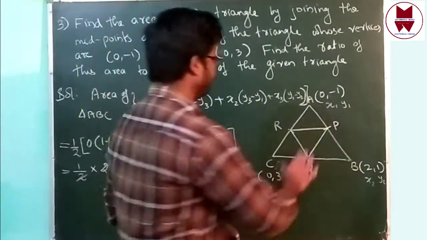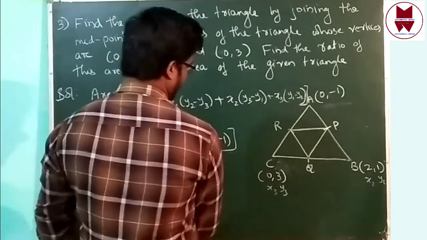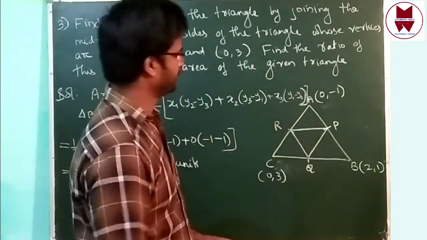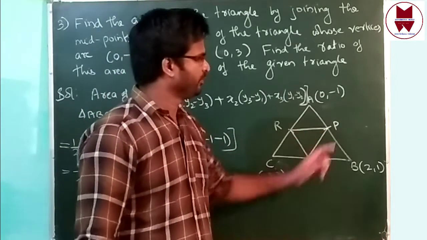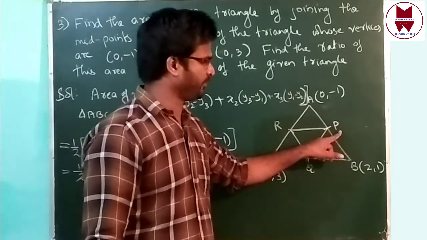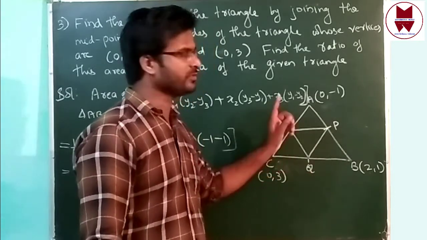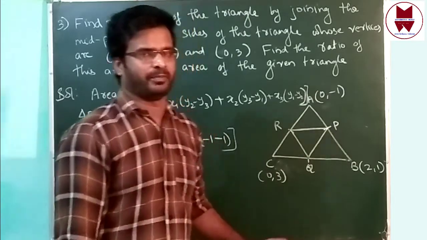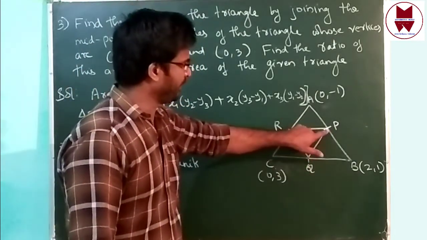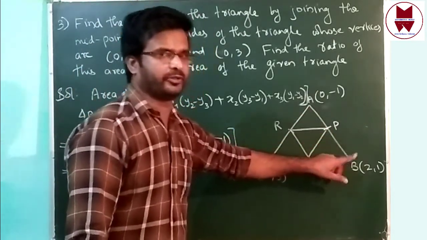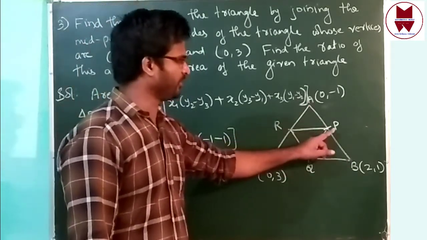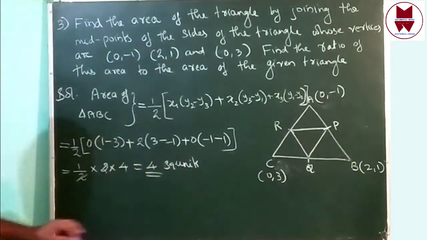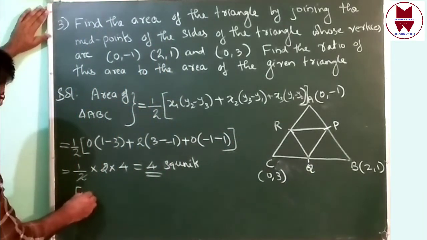Now what will we do? We have to find the area of triangle PQR, but we don't know the coordinates of P, Q and R. First, we will find these three coordinates P, Q, R. By the section formula, P is the midpoint of AB, isn't it? Using the section formula, we can find the coordinates of P, and similarly Q and R.